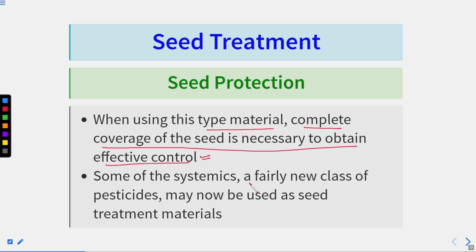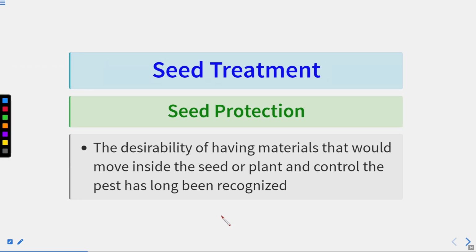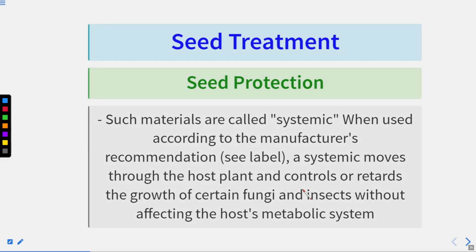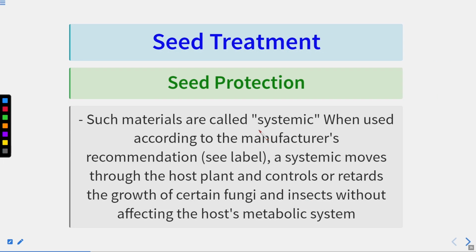Some systemics, a fairly new class of pesticides, may now be used as seed treatment material. The desirability of having material that would move inside the seed or the plant and control the pest has long been recognized. Such materials are called systemic when used according to the manufacturer's recommendation, right? We have to see the label for that.